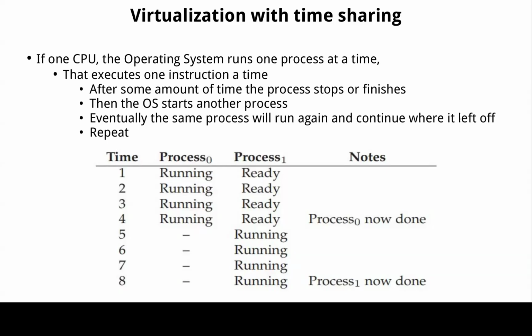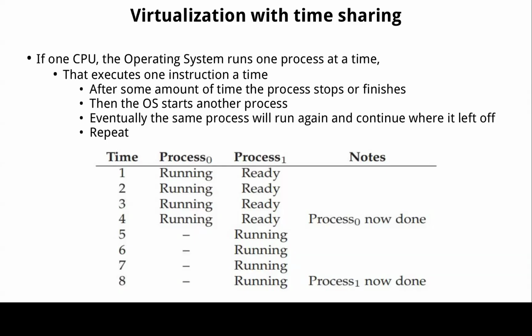Let's say we have 8 time slots labeled from 1 to 8. Then we have 2 processes running on our system, and we only have one CPU in this scenario. So when process 0 is running, process 1 cannot be executed at the same time. So we can use 2 different states to label them. Process 0 is in the running state. Then process 1 is runnable, however, it's in the ready state because it's not really running.